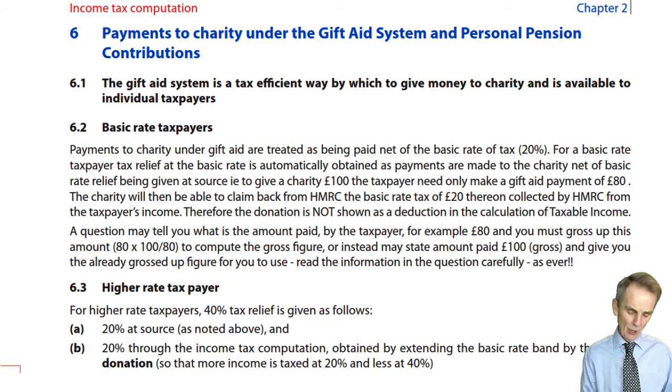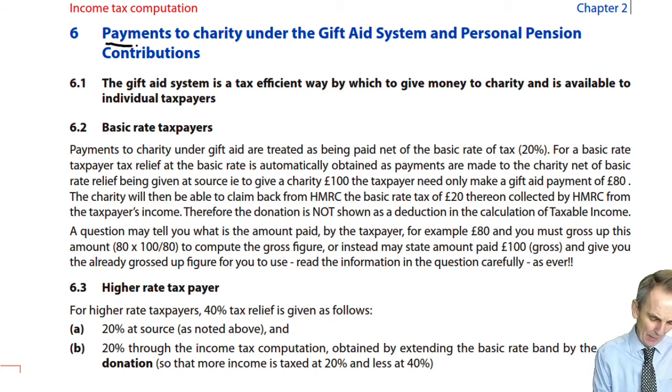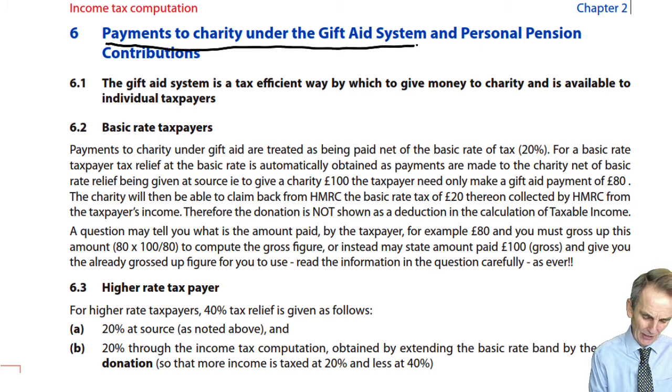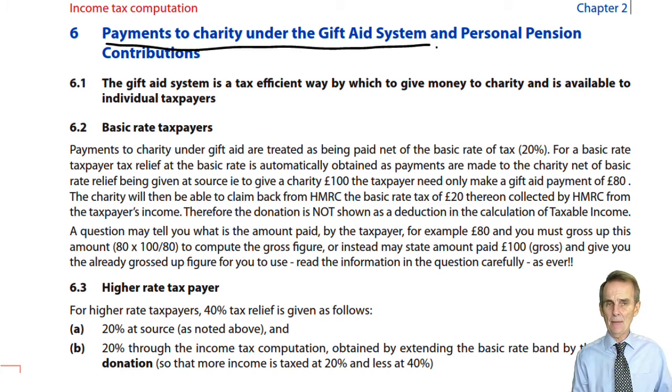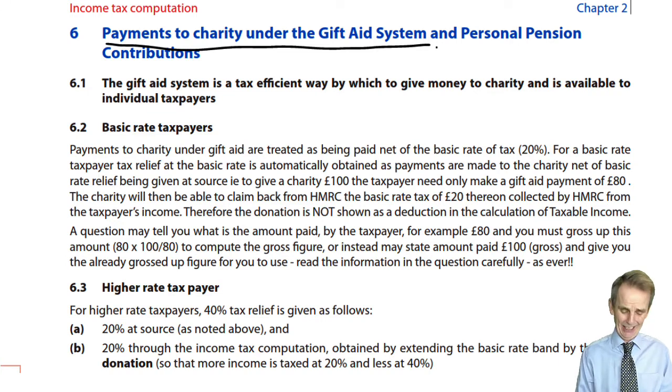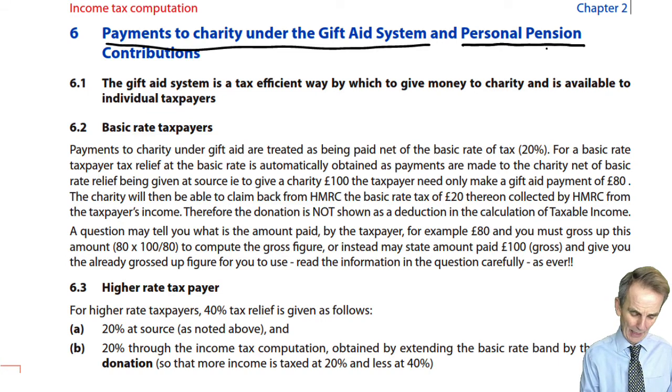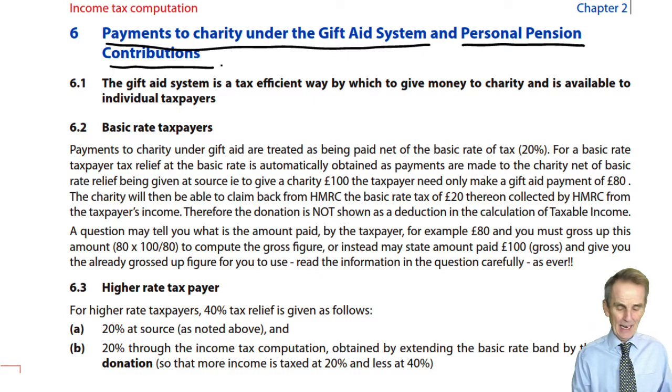But let's understand what's going on here when we deal with payment to charity under the gift aid system, the gift aid scheme, and also, because it has the same rules, the computational components are exactly the same when dealing with personal pension contributions. Now, we don't yet know much about pension contributions. I gave you a brief intro in the previous lecture, but we deal with that in Chapter 10. So we'll be focused here on the gift aid system.